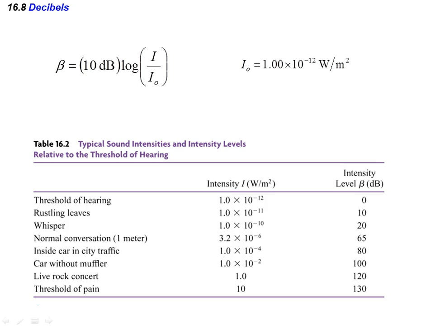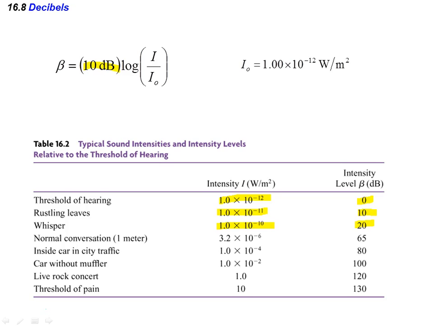To give you an idea of some reference points of decibel levels and sound intensity, the threshold of hearing is 1 times 10 to the negative 12th watts per square meter. That's the intensity, and the intensity level is 0 decibels. A whisper, just someone whispering in your ear, is about 1 times 10 to the negative 10th, so that's 100 times bigger than the threshold of hearing, and that is 20 decibels. Notice 100 times bigger, 20 decibels. 10 times bigger, 10 decibels. So you would think 1,000 times bigger would give you 30 decibels. That's why we have this logarithmic scale, and we're multiplying by a factor of 10 decibels.